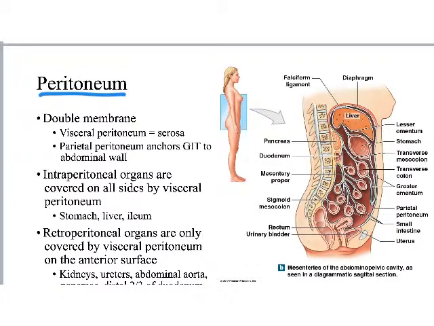The parietal peritoneum is the other layer that is on the inside of the abdominal cavity, and it's important for anchoring the gastrointestinal tract to the abdominal wall. In general, it's kind of flexible and loose, but our bowels stay in the same location because of this peritoneal membrane that holds everything in place.